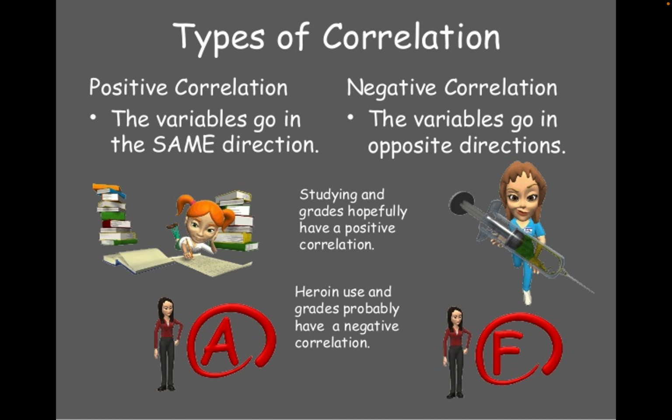The positive correlation would be when they go in the same direction. So studying and grades hopefully have a positive correlation. The more you study, the higher your grades are going to be. Heroin use and grades probably have a negative correlation. The more heroin you shoot up with, the lower your grades are. That's a negative correlation.